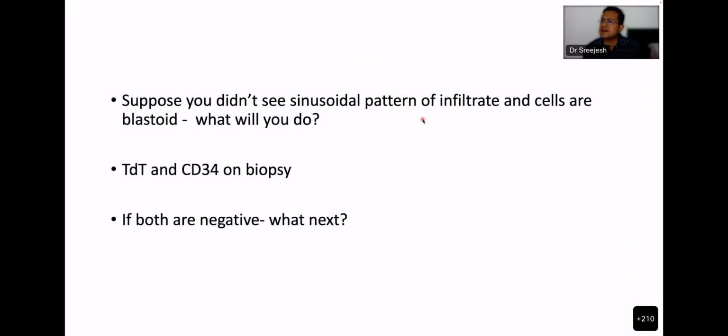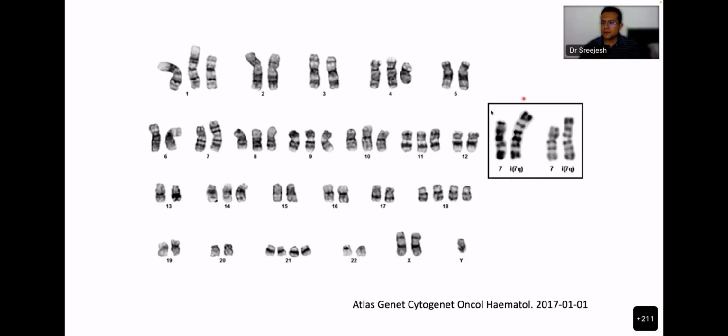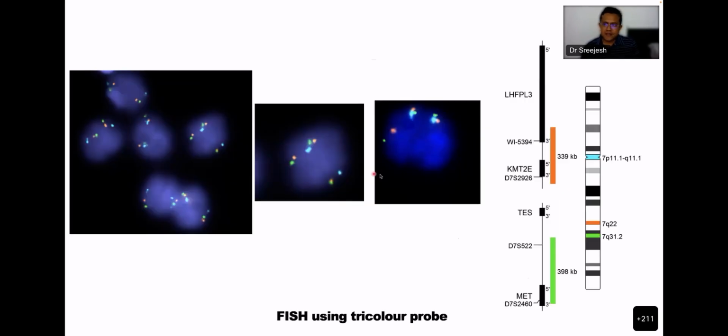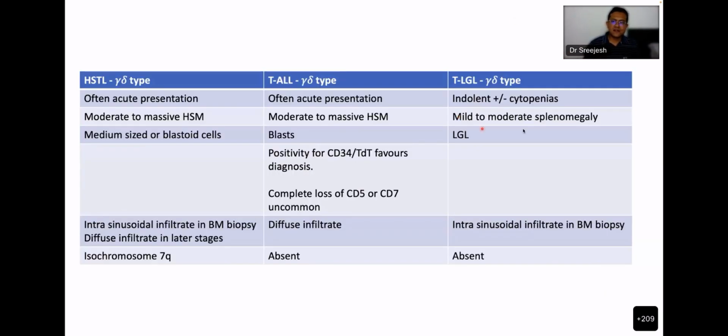Do you know any characteristic cytogenetic finding in hepatosplenic T cell lymphoma? Isochromosome 7q. If you do cytogenetics, you find isochromosome 7q. In FISH, if you do a chromosome 7 probe, there will be two signals from the centromere and three signals from the q arm, because there's an isochromosome 7q. So that is an indirect way of showing the isochromosome 7q. Fine. So these are the three different diagnoses: hepatosplenic T cell lymphoma, T-ALL, and T-LGL. Morphology is important, the sinusoidal infiltrate is important, the immunophenotype is important, and ultimately isochromosome 7q can be done.